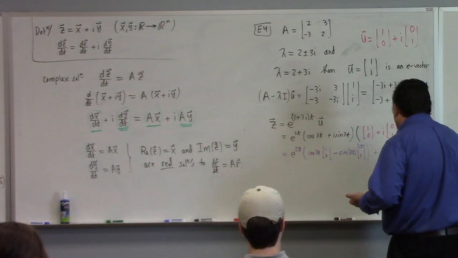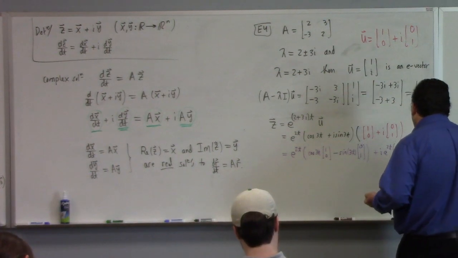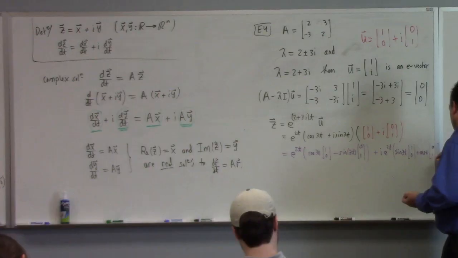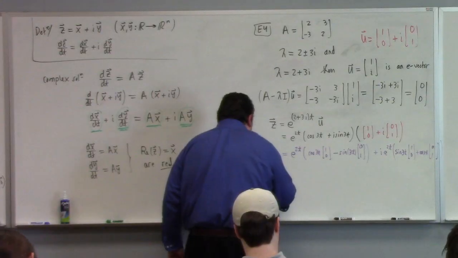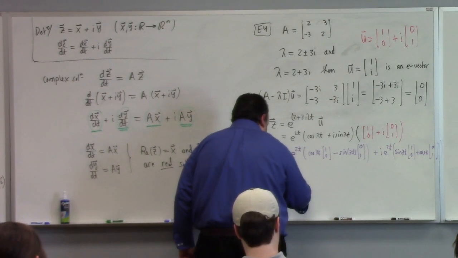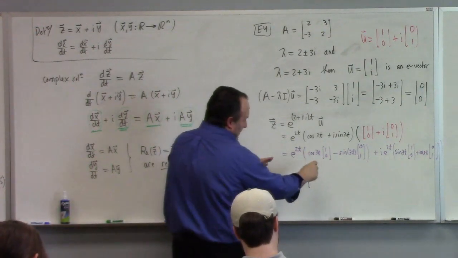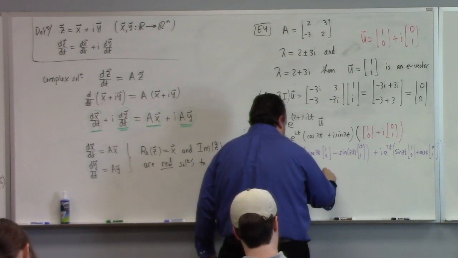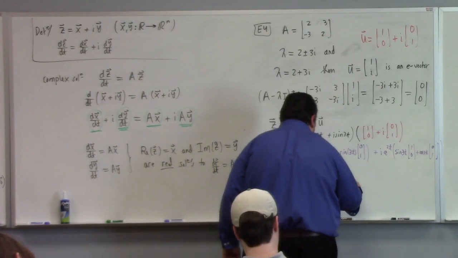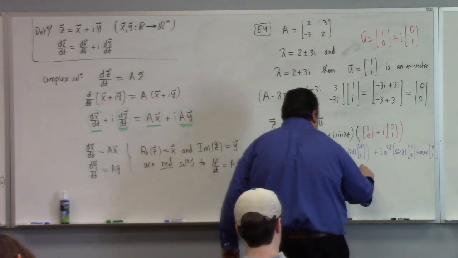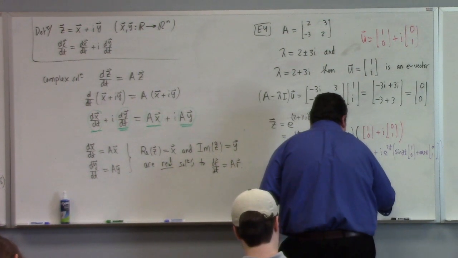i times i is negative 1. We have a winner. Very good. Sine 3t times 1, 0. Cosine 3t times 0, 1. All right, so the general solution then is r of t is c1 e to the 2t times, let's see here, I can put this all together. I've got a cosine 3t there, and a minus sine 3t here, plus c2 e to the 2t. And this time I've got a sine 3t upstairs and a cosine 3t downstairs.